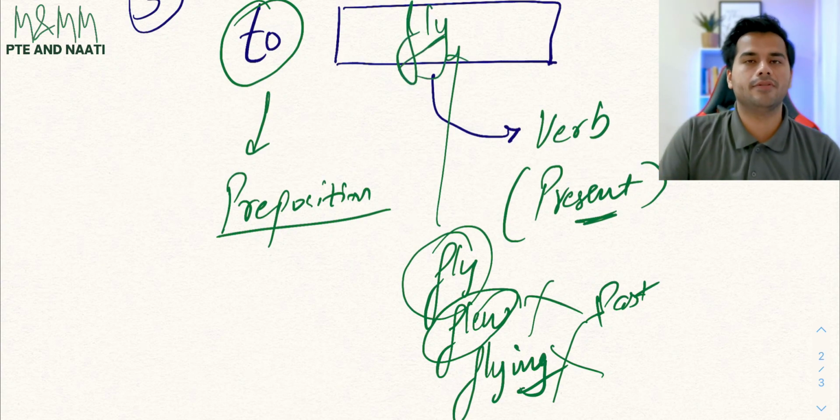Secondly, it's present indefinite. So always look for the word "to", and if you see a blank after that, it is always going to be a verb. It is always going to be in the present tense. So that was my rule number 3. After the word "to", we need a verb in the present tense.